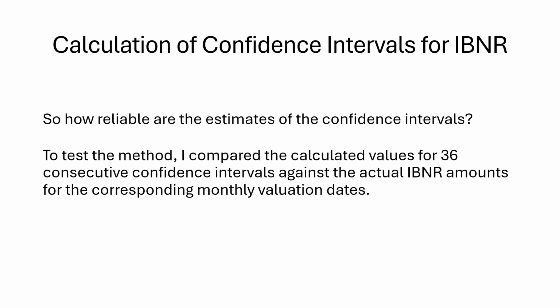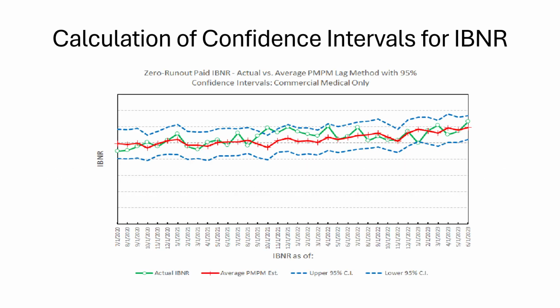As a test of the variance methodology, I compared the calculated values for 36 consecutive confidence intervals against the actual IBNR amounts for the corresponding monthly valuation dates. As can be seen on this slide, on 34 of the 36 monthly points, the actual IBNR amount fell within the corresponding 95% confidence interval of the point estimate. This 94.4% accuracy rate is consistent with expectations.